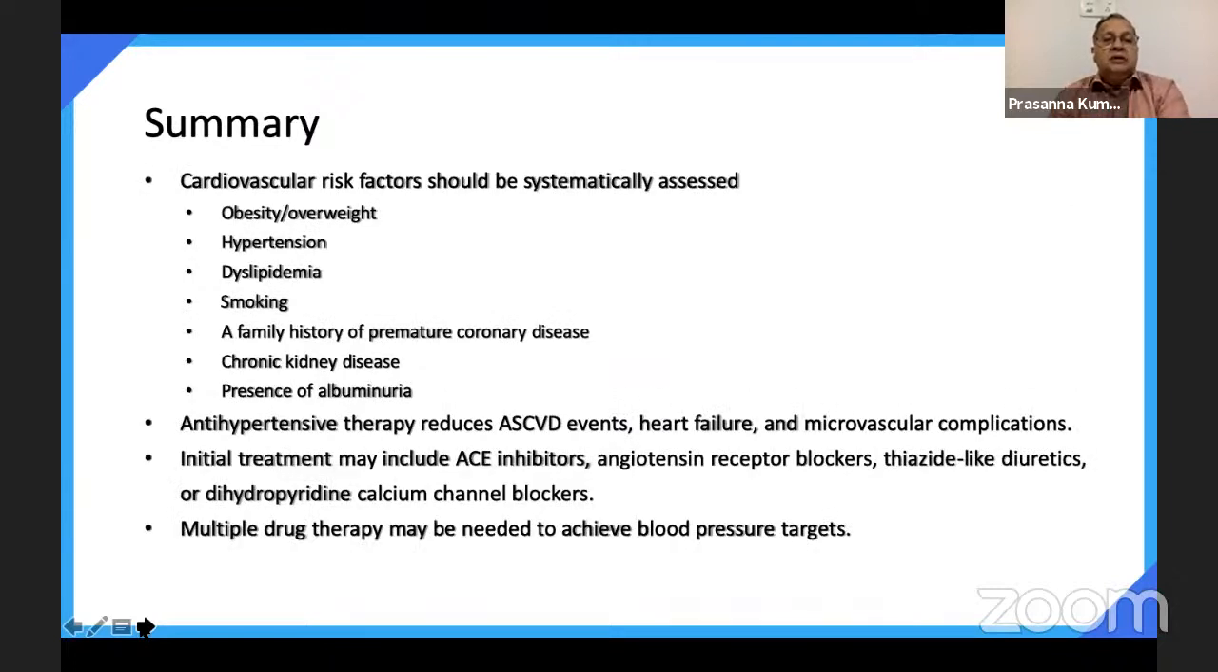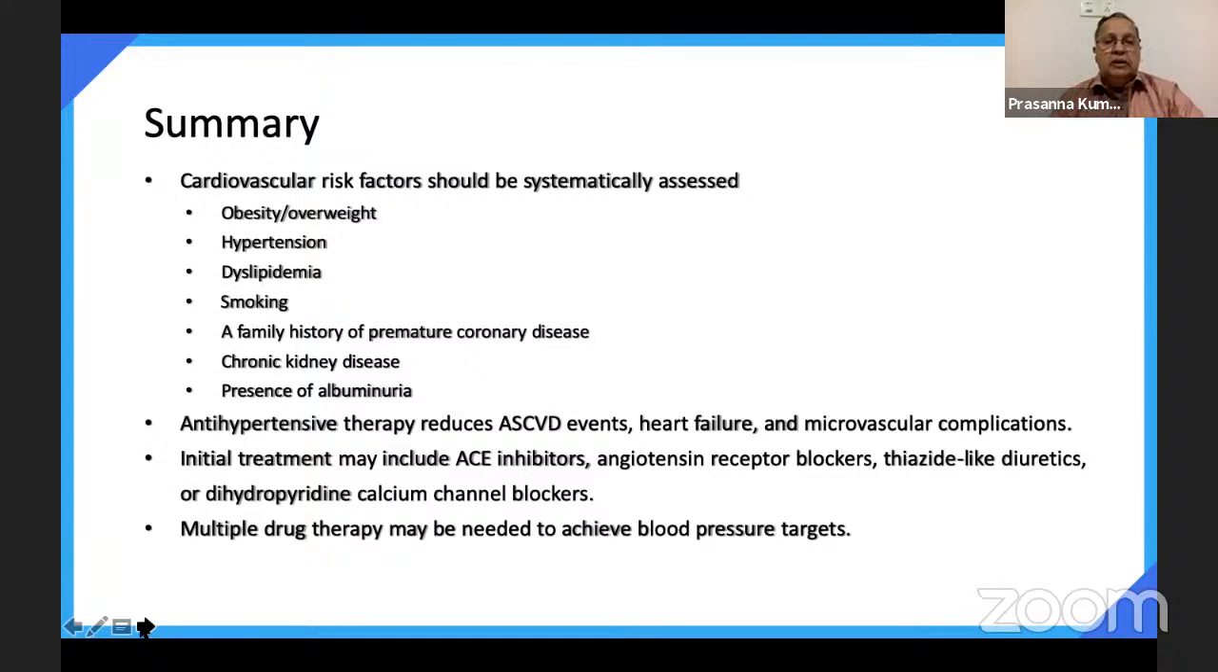Then cardiovascular risk factors should be systematically assessed. Looking at the patient, is he obese, overweight, or normal weight? Does he have hypertension or not? Does he have dyslipidemia or not? Again, very important, is he a smoker or not? Family history of premature coronary artery disease: father, mother, brother, sister, below the age of 60. Chronic kidney disease, they are all at high risk, because if we have diabetes, hypertension, and chronic kidney disease, it is double trouble. Presence of albuminuria is a marker for future cardiovascular disease.